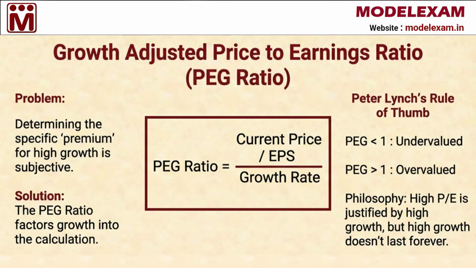The problem with the simple PE ratio is that determining the specific premium for high growth is subjective. The solution is the growth adjusted price to earnings ratio known as the PEG ratio. This metric factors growth directly into the calculation. The PEG ratio equals the current price divided by EPS, which is then divided by the growth rate. Peter Lynch provided a famous rule of thumb for this. If the PEG is less than 1, the stock is undervalued. If it is greater than 1, it is overvalued. The philosophy is that a high PE is justified by high growth, but high growth does not last forever.